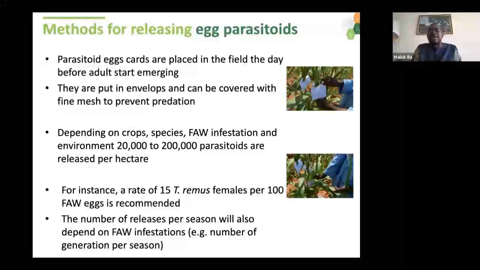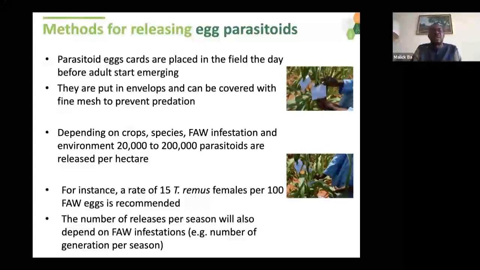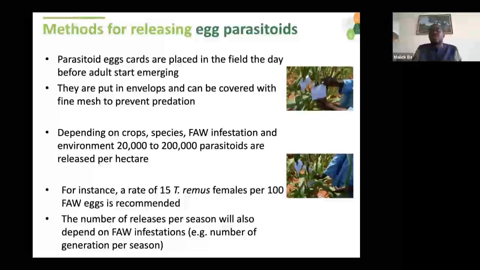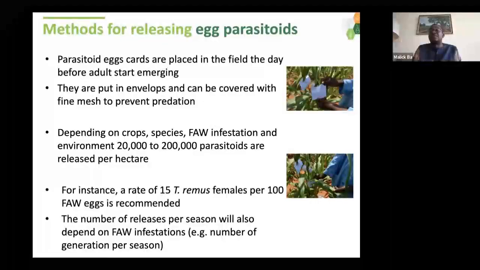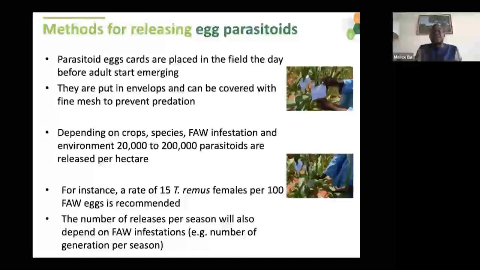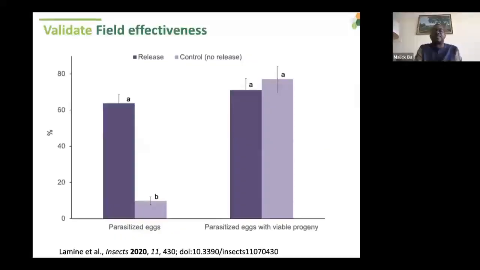In our case, we release about 15 Telenomus remus females for 100 egg masses, and we release them once in the season. But the number of releases will also depend on the number of generations of fall armyworm you get in your field. So this is something that needs to be contextualized.